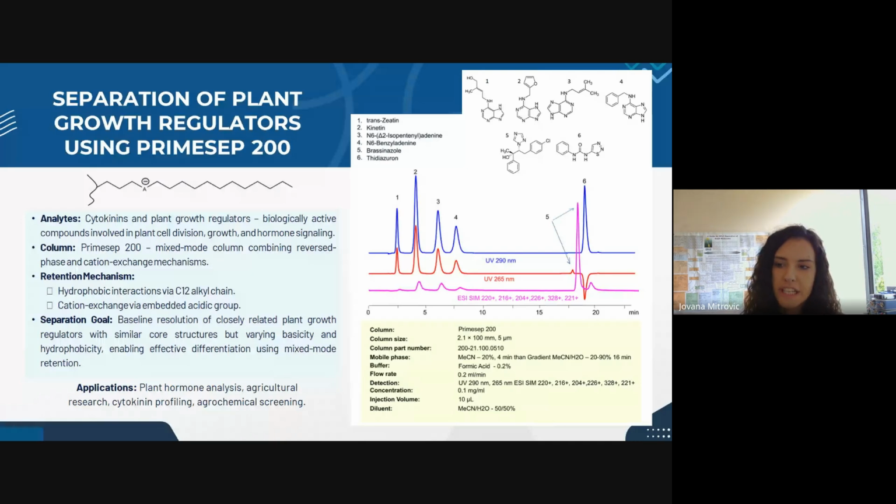One of the common issues in, for example, agrochemical or botanical analysis is matrix complexity. Soil and plant extracts contain many interfering compounds, such as amino acids, sugars, and pigments. And mixed mode chromatography can selectively retain and separate the active ingredients even in the presence of this interference. For example, with PrimeSep 200, you can isolate and quantify your targets while pushing matrix components out either earlier or later by adjusting the mobile phase composition.